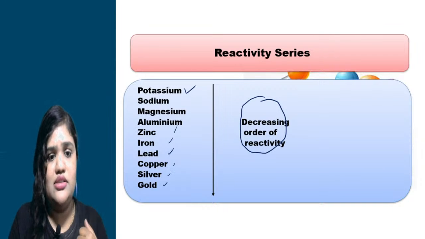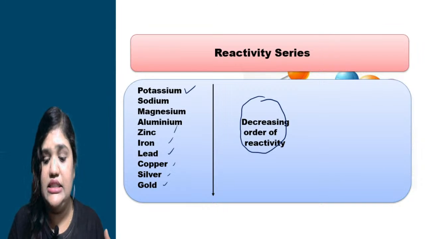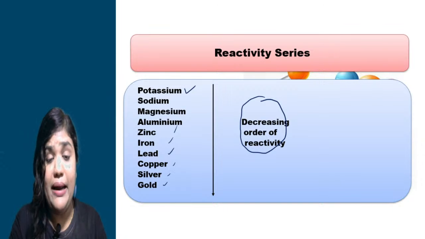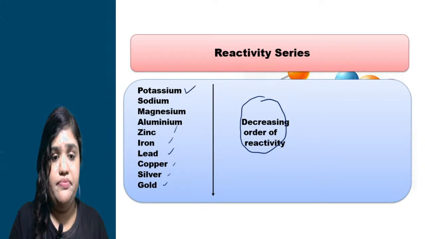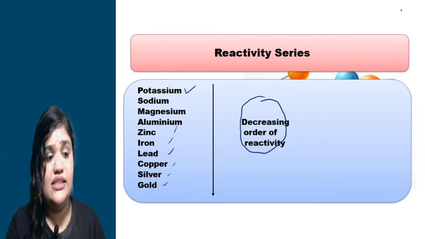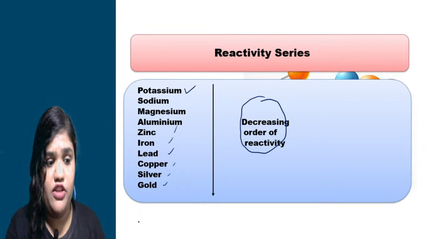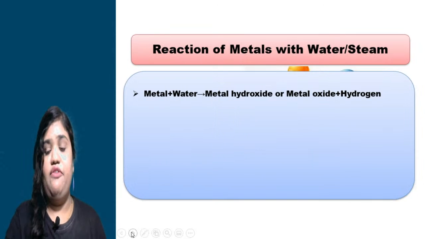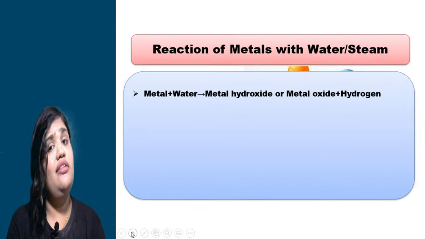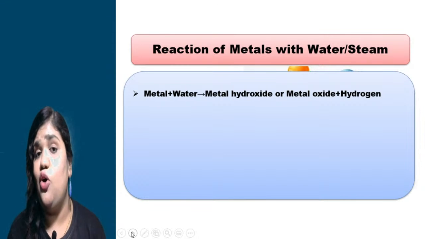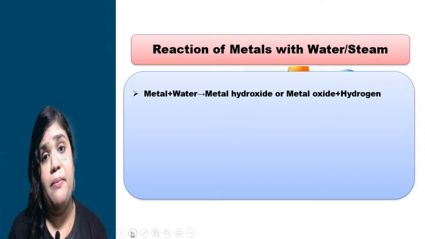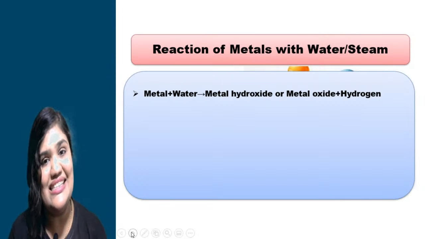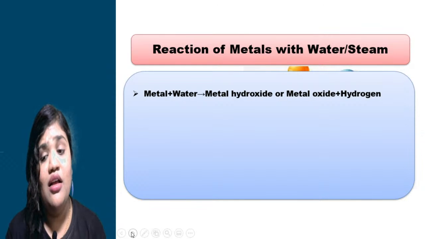So we have discussed the reactivity series of metals, and we have discussed the chemical properties of metals. What is the next point? Now let's discuss the next point, which is one of the important points. Here is one question, students: can metals react with acid or base? Can metals react with water or steam? We are going to find out the answers to these questions over here.